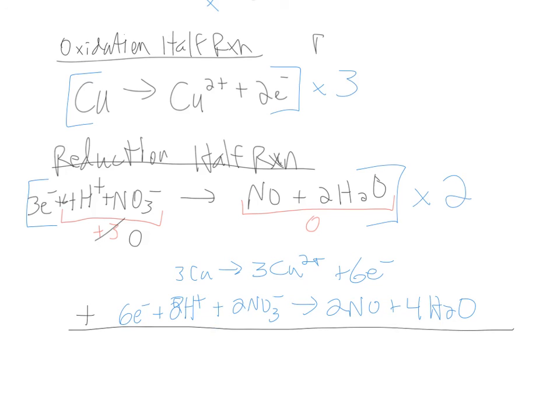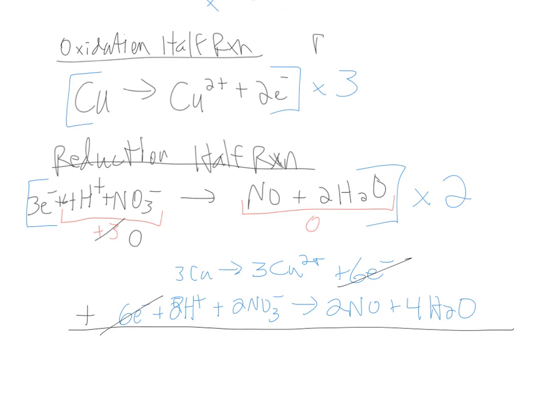Now we can add the 2 half reactions together. Notice that the number of electrons will cross out. That has to happen. So that multiplying of the coefficients is absolutely necessary to make the half reactions be able to add together.